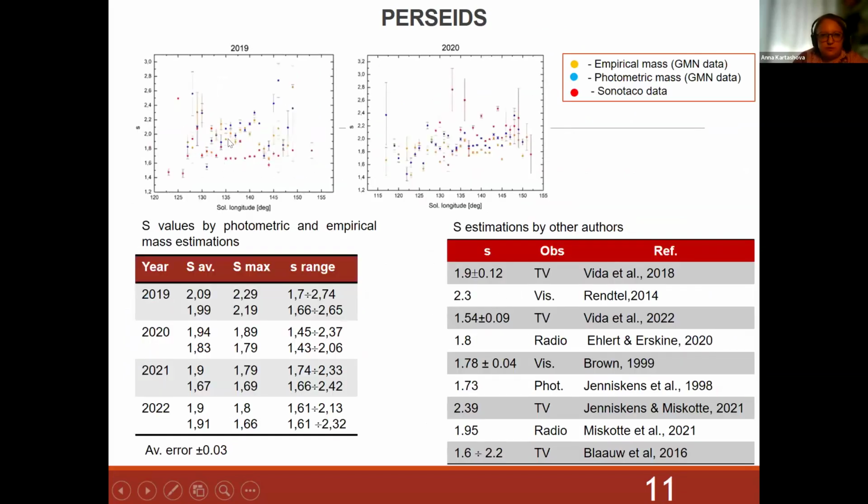But if we look, I hope that you can see, if you compare with the Sonotaco data, it's the red dot here and here. We can see the difference in the mass index distribution. But according to our estimations, by both mass estimation approaches, and by other authors, the s values are closest to 2.